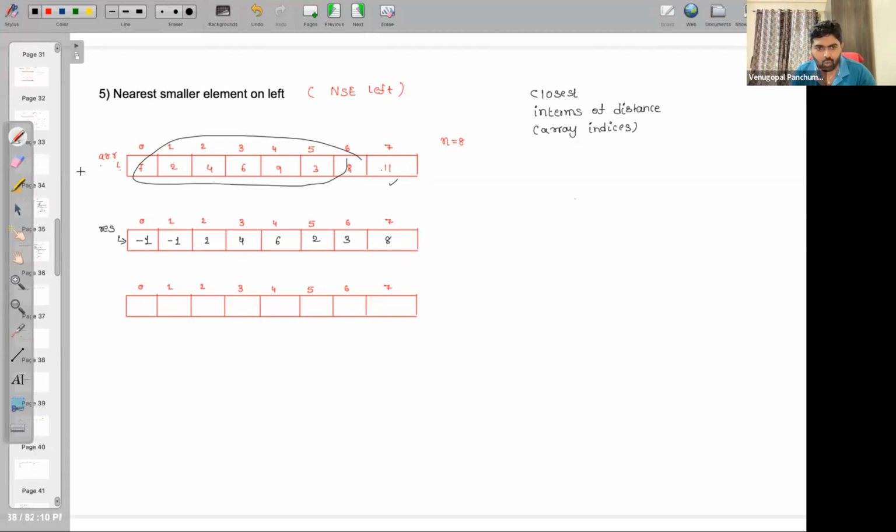For 8, why not 2? You have 3, right? 3 is close in terms of distance. 3 is just one step away from the 8, whereas for 2 you need to cross this. Avinash, hope you got it. Array elements are smaller only, but closest I am asking. Did you understand the question? Closest in terms of distance. Have you understood so far?